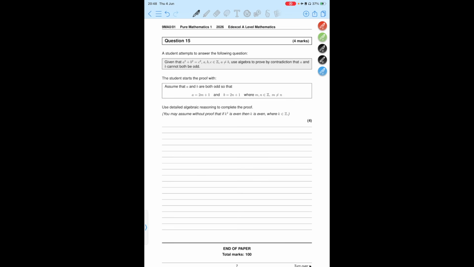Okay, so now let's start on the final question of the paper. I heard a lot of people were struggling with this proof question, so I'm going to try my best to explain this, okay?